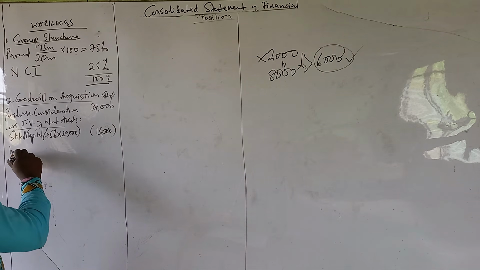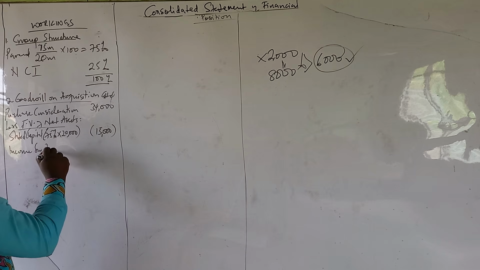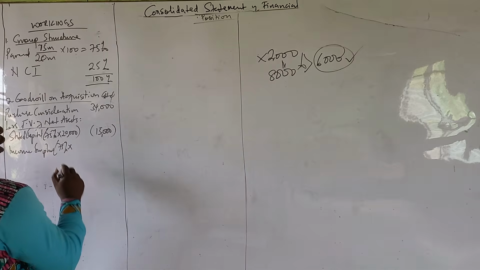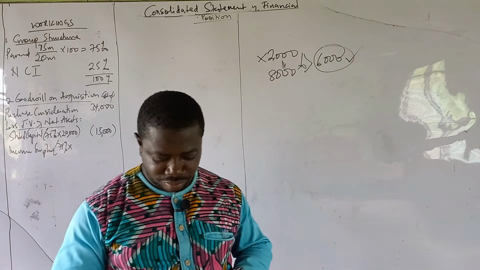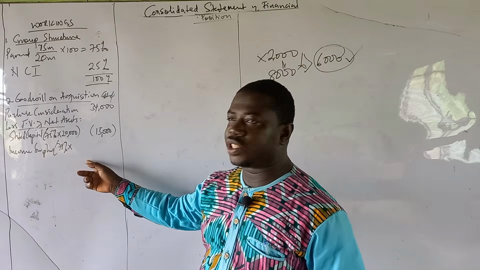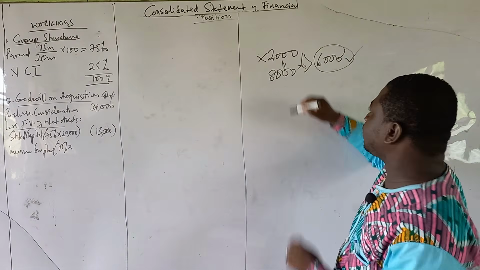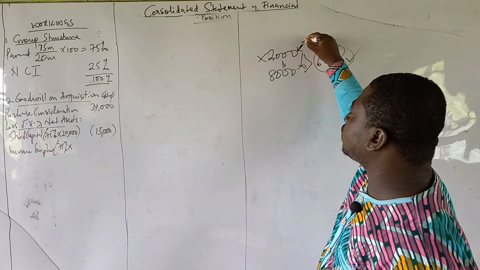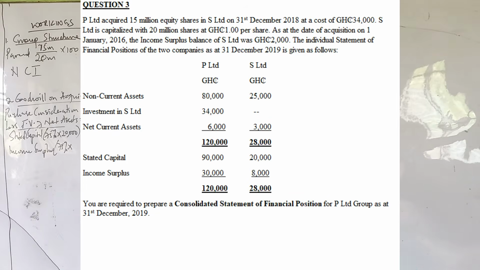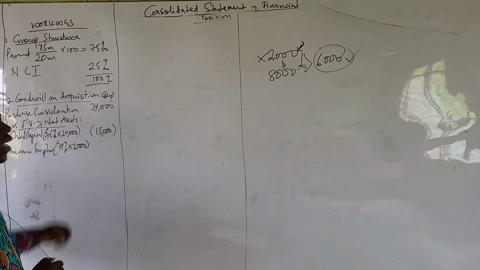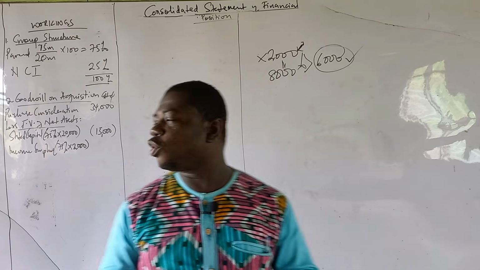Then the income surplus also is 75%. The income surplus balance as per the question. Now, take note. Which income surplus are we using for the goodwill calculation? Goodwill is on acquisition, so we cannot use the 8,000. On acquisition, income surplus was 2,000 according to the question. It says that as at that day, the income surplus balance of S Limited was 2,000. So it is the 2,000 you are going to use for your goodwill calculation, not the 8,000.